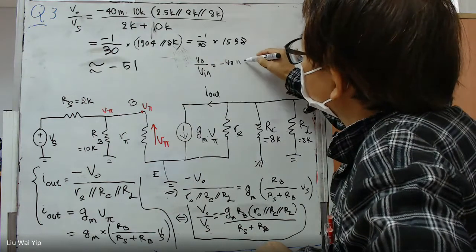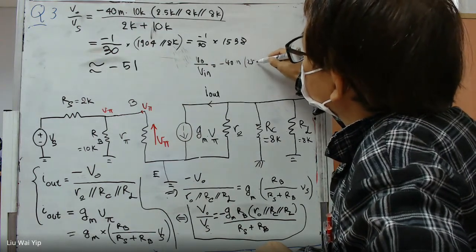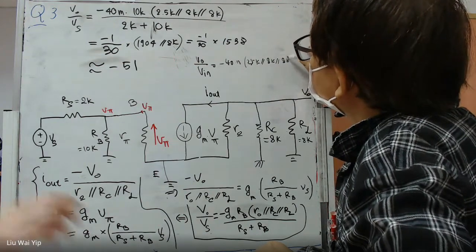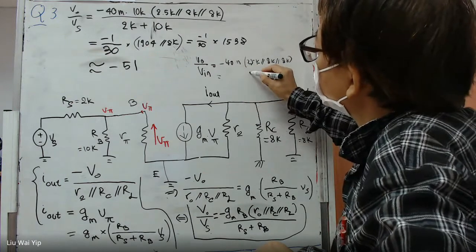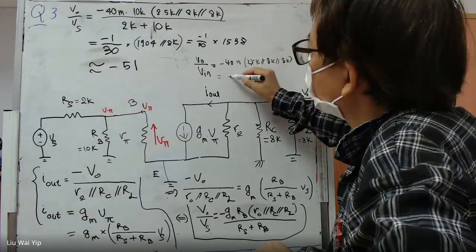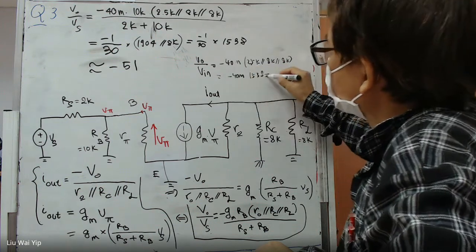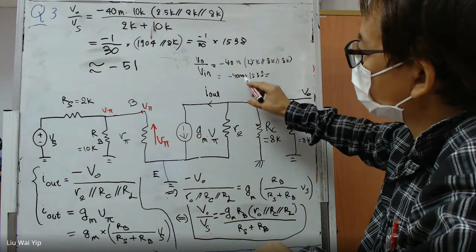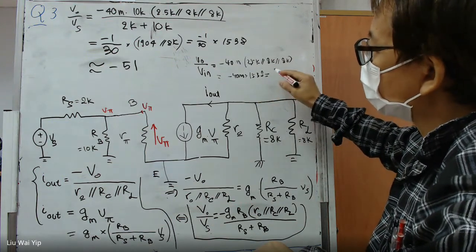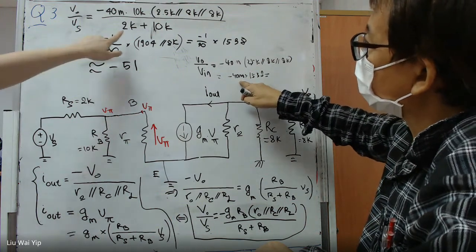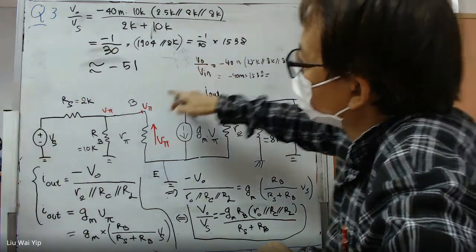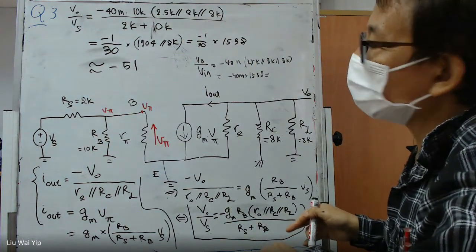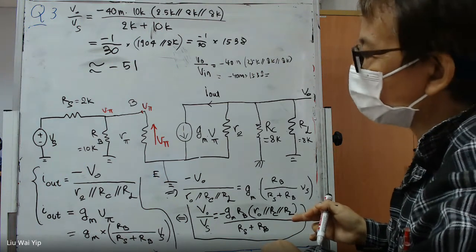Okay, and you have already done the calculation. This is 1538, and then just do another calculation: minus 40 times 1538. How about the 2K here? No need, they ignore it, because this is actually the input voltage. So the question is problematic.